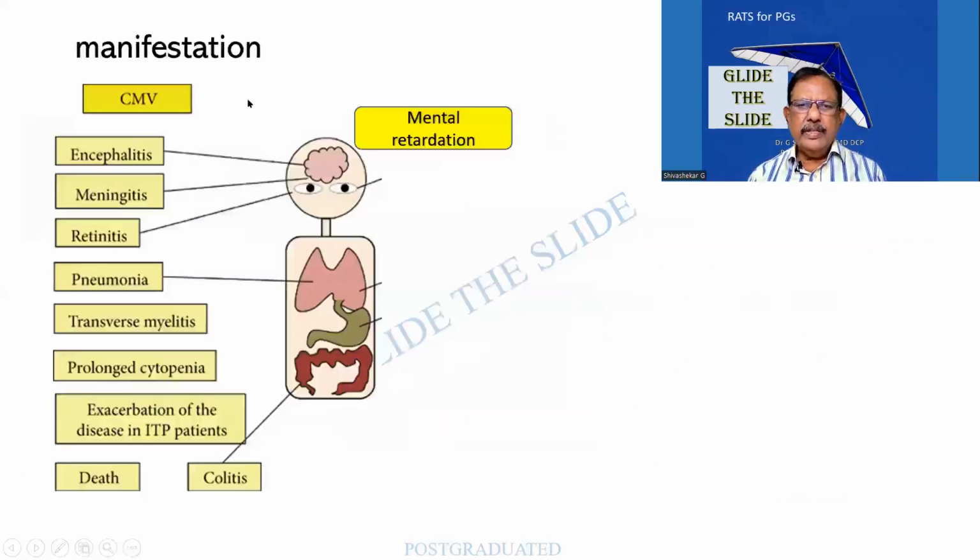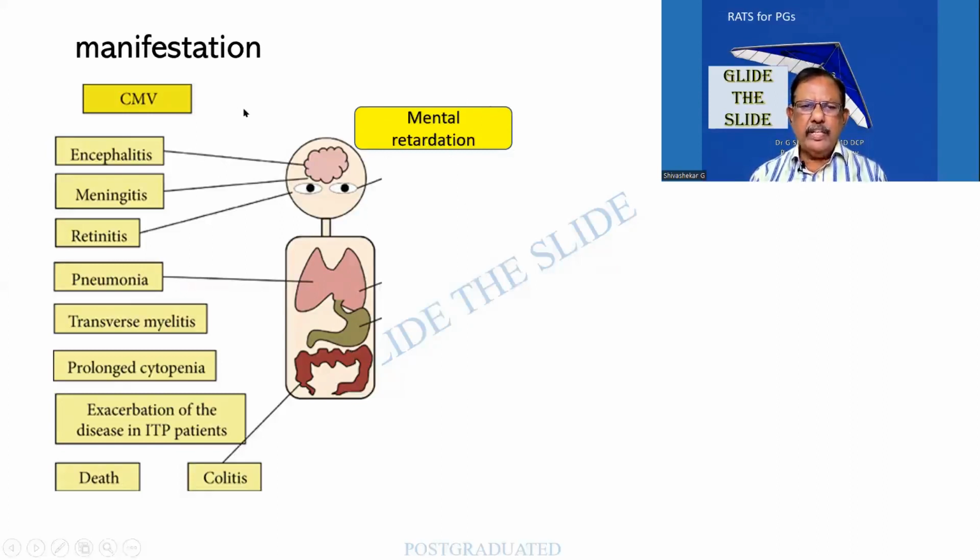What are the manifestations as such? This I am just telling you for the sake of completion. The moment we get some slide or something, better to know something about it. Encephalitis, meningitis, retinitis, blindness is quite common, pneumonia, myelitis, prolonged cytopenia. Any viral infection, there will be a cytopenia. Exacerbation of the ITP. Sometimes there can be death. Severe colitis is another manifestation. Mental retardation and delayed milestones is again a classical feature.